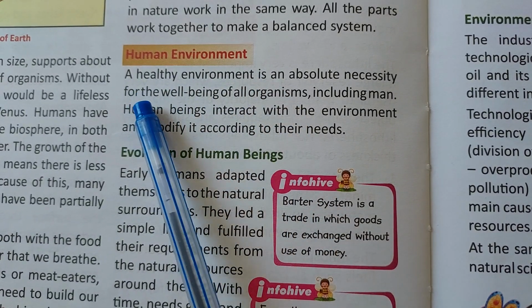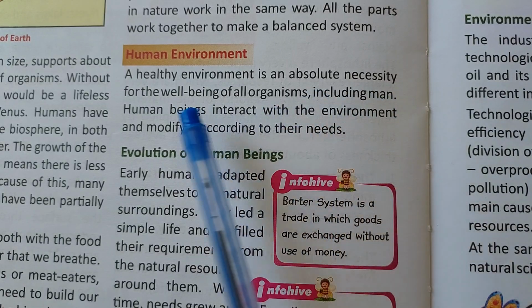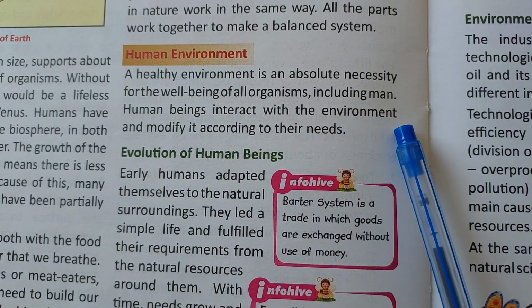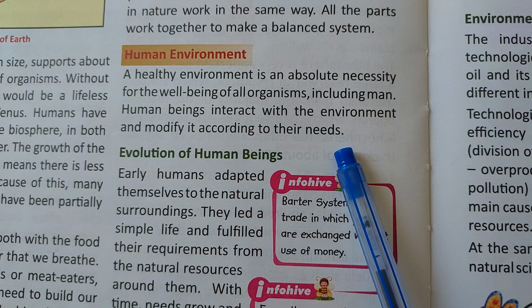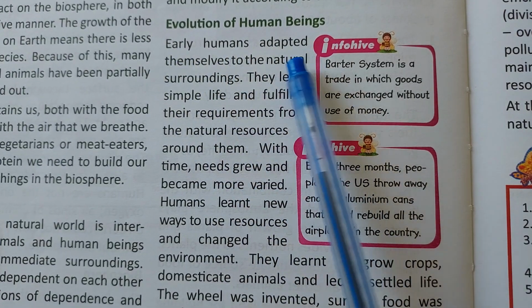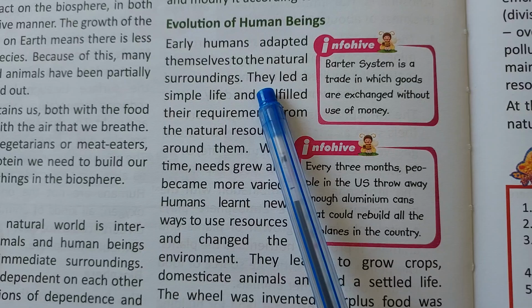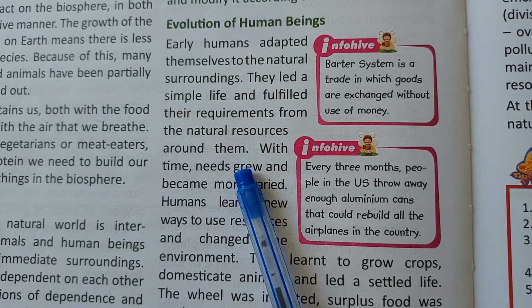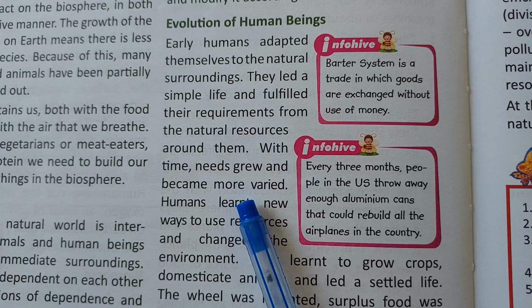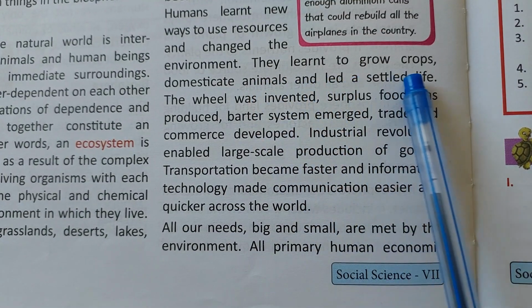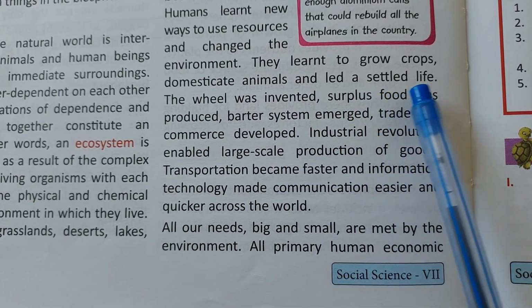Human environment. A healthy environment is an absolute necessity for the well-being of all organisms, including man. Human beings interact with the environment and modify it according to their needs. Evolution of human beings. Early humans adapted themselves to the natural surroundings. They led a simple life and fulfilled their requirements from the natural resources around them. With time, needs grew and became more varied. Humans learned new ways to use resources and changed the environment. They learned to grow crops, domesticate animals, and led a settled life.